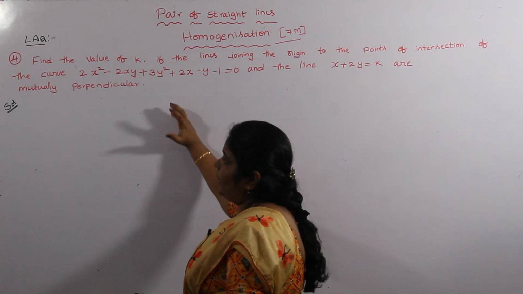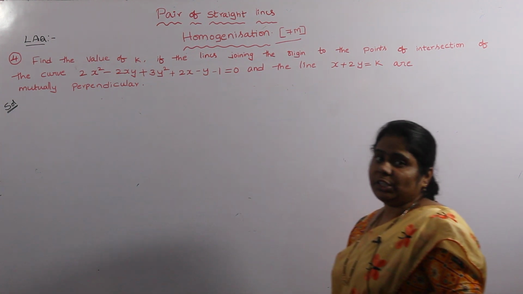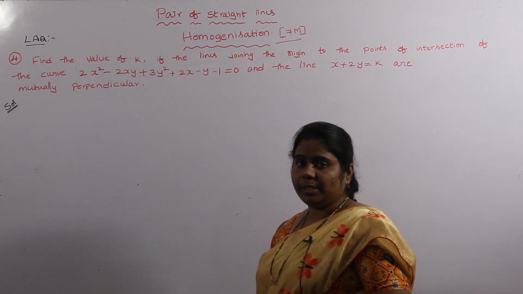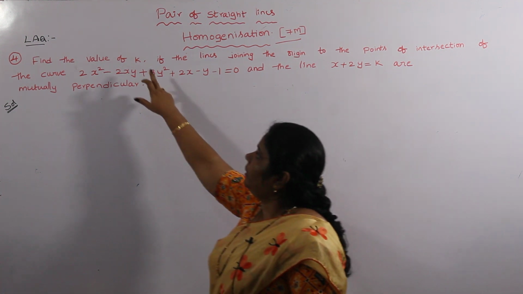If the lines are perpendicular, we already know the condition. What is that condition? Coefficient of x square plus coefficient of y square is equal to 0. We are using that condition to find the k value.